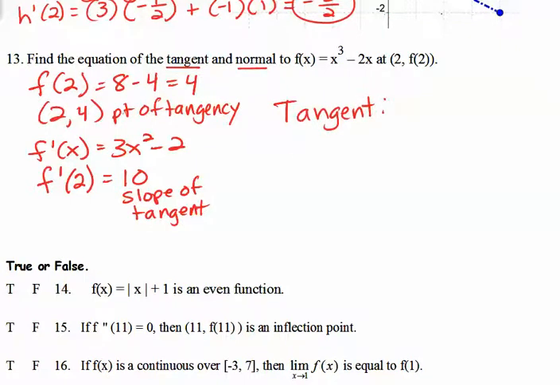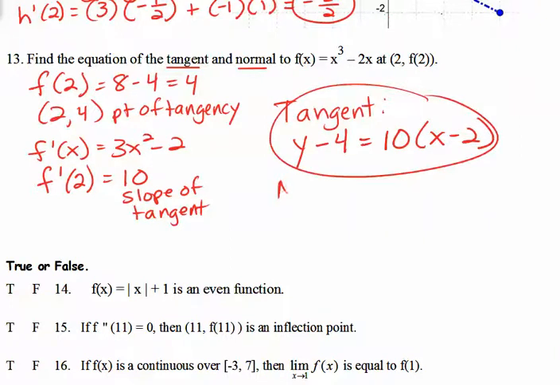You guys are perfectly welcome to skip steps here. So y minus our y coordinate equals 10 times x minus our x coordinate. And for our normal, we've got the same point of tangency, but our slope would be negative 1/10.